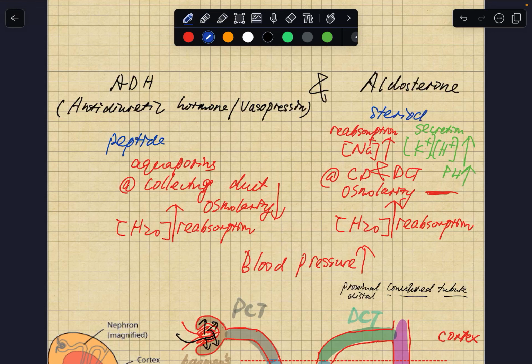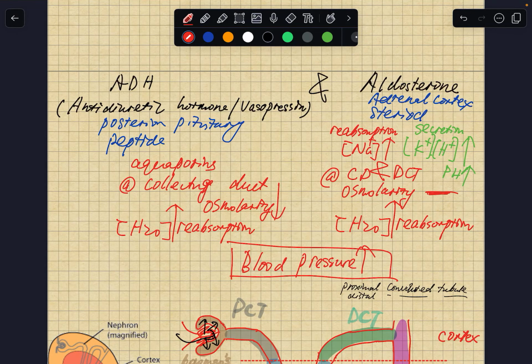And then the other difference is ADH is secreted by the posterior pituitary, whereas aldosterone is secreted by the adrenal cortex. I mean, they all come from the hypothalamus from the get-go, but then they start to have different pathways. Okay, all right. So that's the differences of ADH and aldosterone. But remember, they really have the same biological effect, which is increasing the blood pressure.